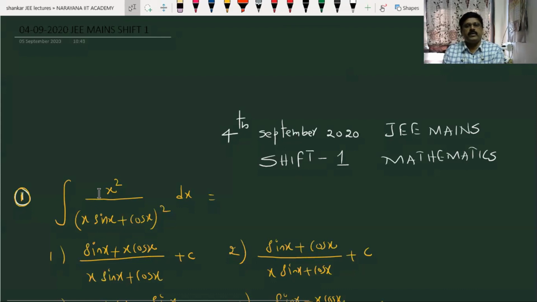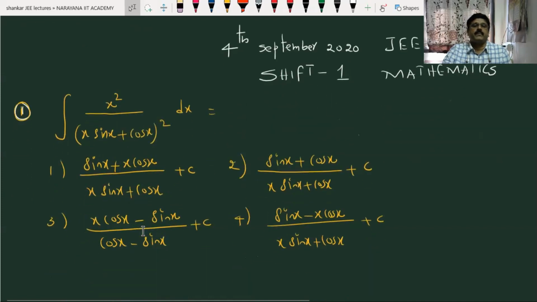Now I am going to discuss the problems that were given in the 4th September 2020 JEE Mains Shift 1, students. If you observe all the problems carefully, all are concept oriented. The students who are perfect with basics, particularly basic things, can do these papers easily. Now let us have a look at this question paper, students.